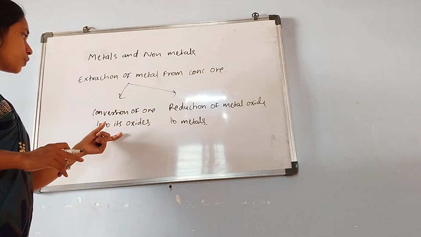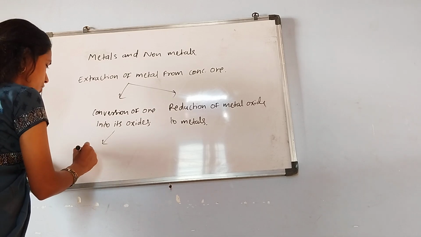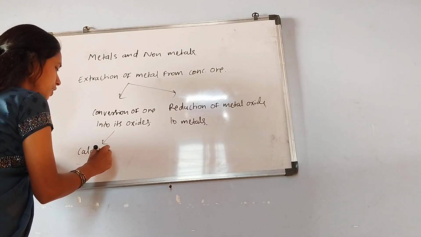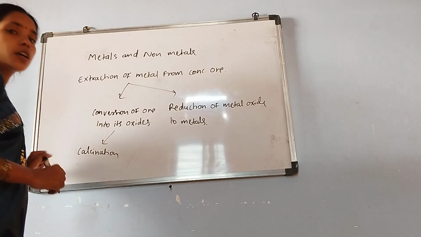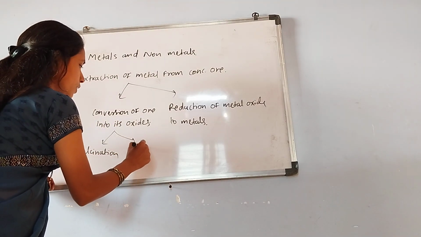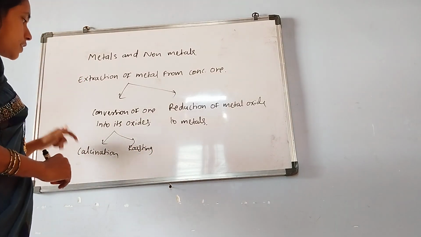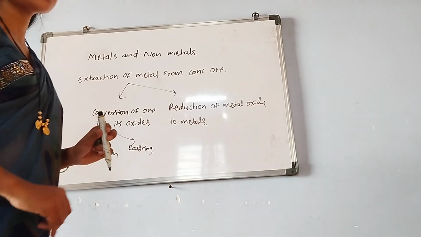So again, conversion of ore into its oxide. Here there are two steps. One is calcination. Calcination is mainly done for carbonate ores, and one is roasting. Roasting is mainly done for sulfide ores. So I will discuss what is calcination and what is roasting.